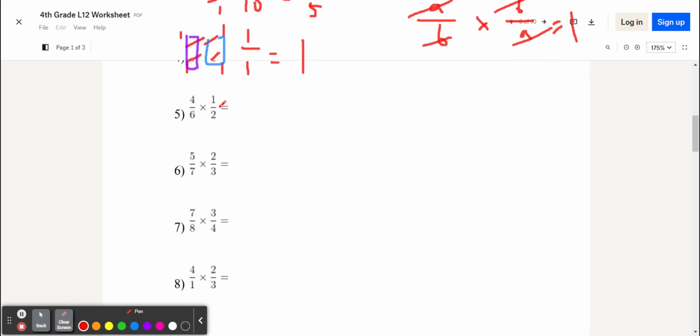Okay, 4/6 times 1/2. We can solve this straight up, or we could simplify first because 4/6 is actually the same as 2/3. Now it's 2/3 times 1/2. The 2 and the 2 cancel out, so we just get 1/3.